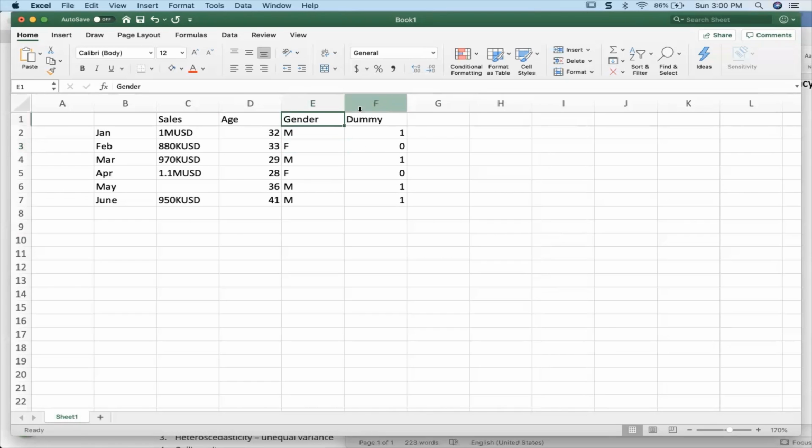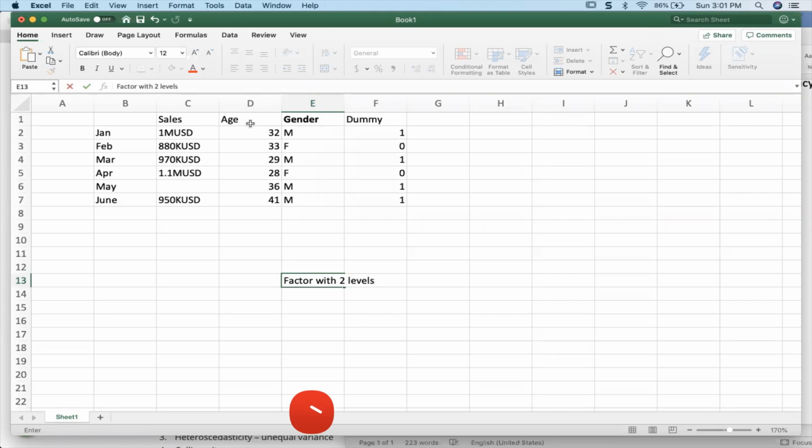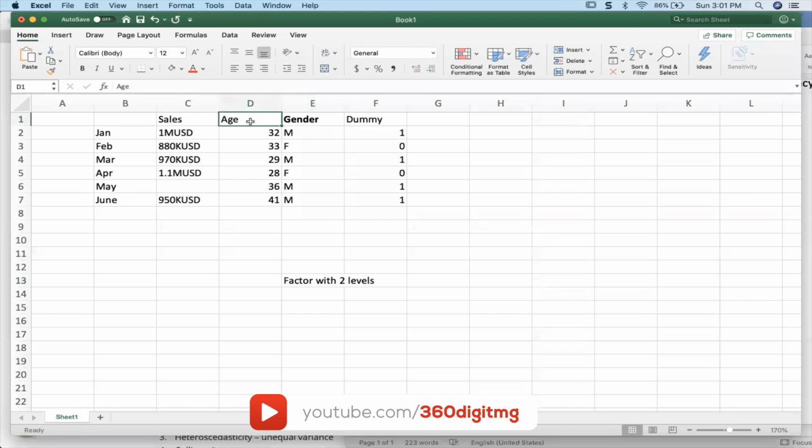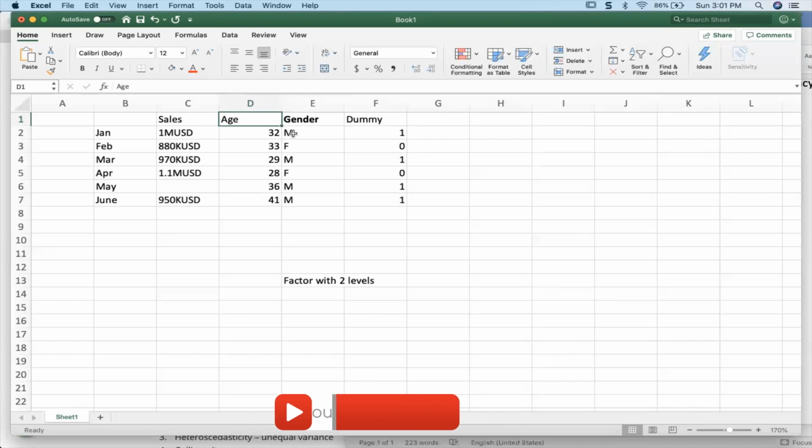So here, gender is called a factor with 2 levels. Any variable which can take a limited set of values is called a factor. Gender: male, female, transgender, and a few other things, but those are limited. But when it comes to age, can you limit the age? No. So age is not a factor. And how many levels do we have? Male and female, 2 levels. When you have a factor with 2 levels, how many dummy variables did we create? 1.